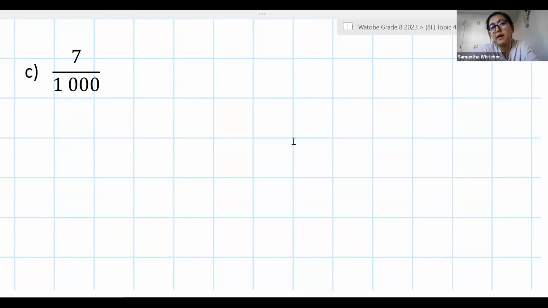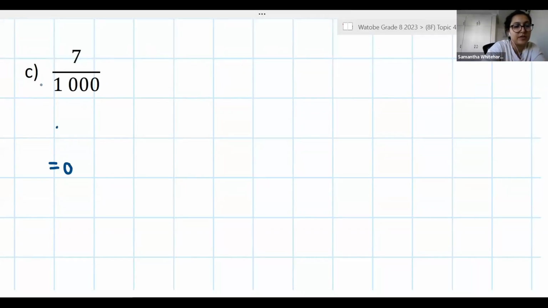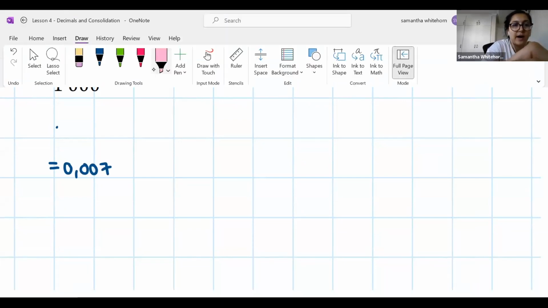Alrighty, would anyone like to raise their hand to tell us what their answer was when we said 7 divided by 1,000? Ryan, don't worry that you're late. Remember, everything is recorded so you can get it there. Io, what did you get? Ma'am, I got 0.007. Perfect. Well done. So we've got 0.007. Excellent.